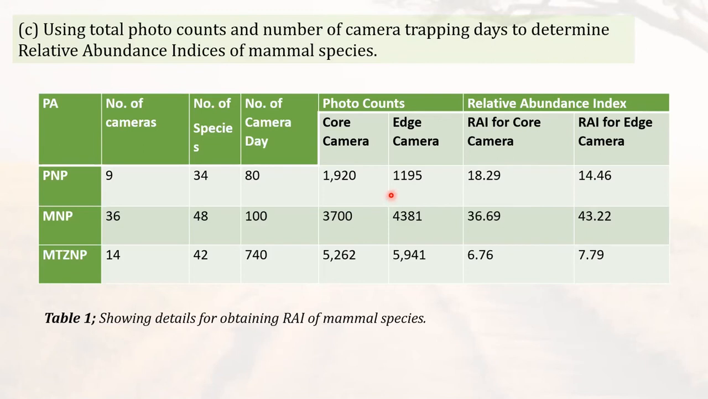abundance index. And Jenks found that the relative abundance index is related to the actual abundance of mammal species. So if you find the relative abundance index, you're close to finding the actual abundances. So we use that to determine how our mammals are distributed.